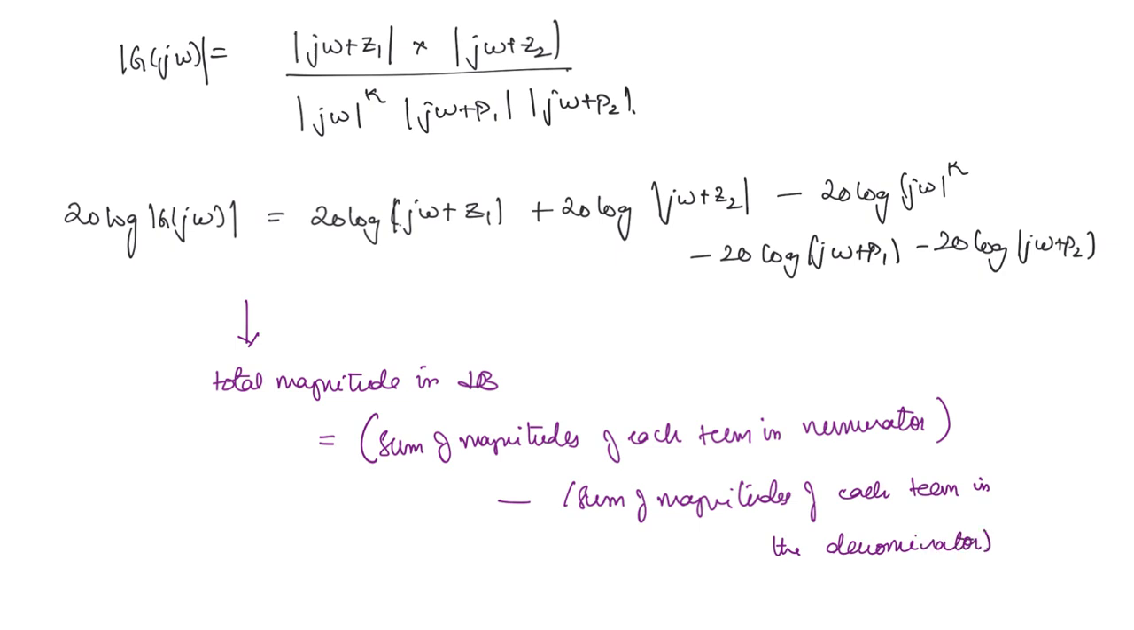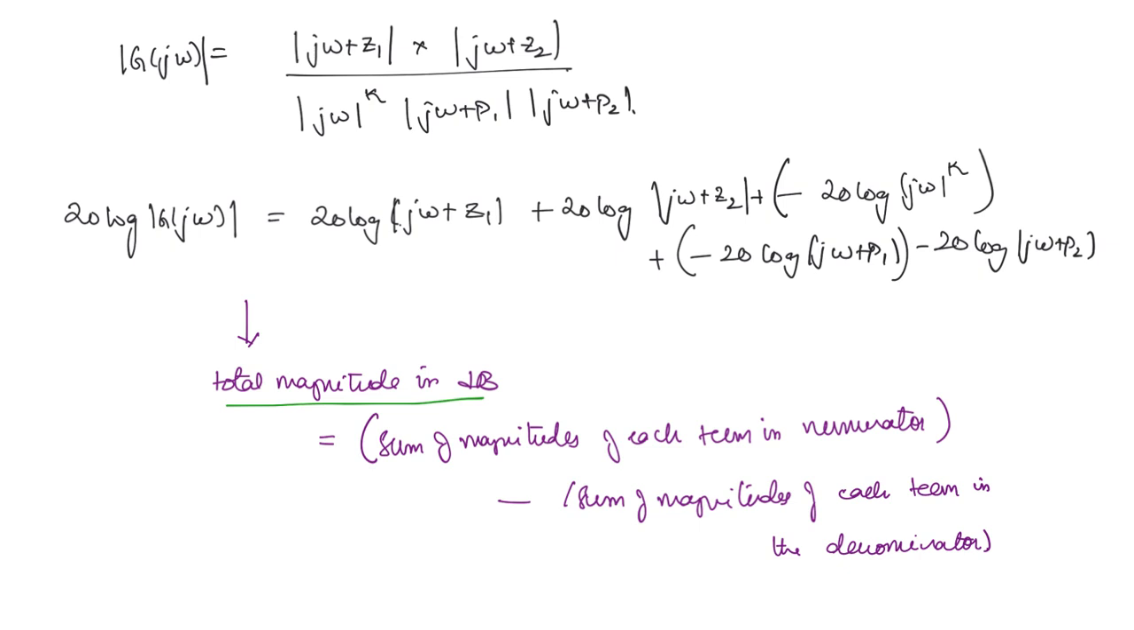Or you can also write, if you take minus 20 log j omega plus p1 as one term, then you can write it as plus of minus 20 log j omega p1. Similarly, here you can write plus of minus 20 j omega to the power k. So you can write here the total magnitude in dB.